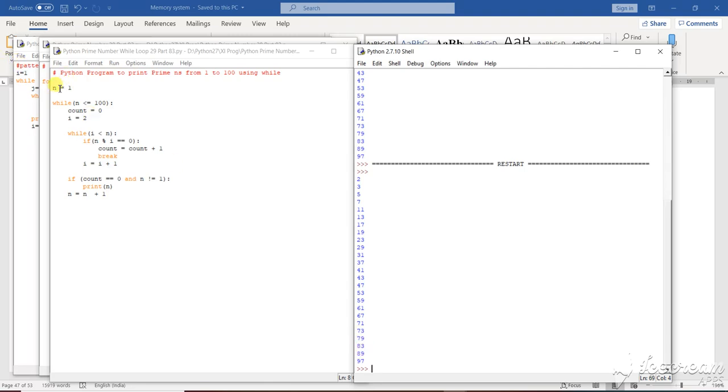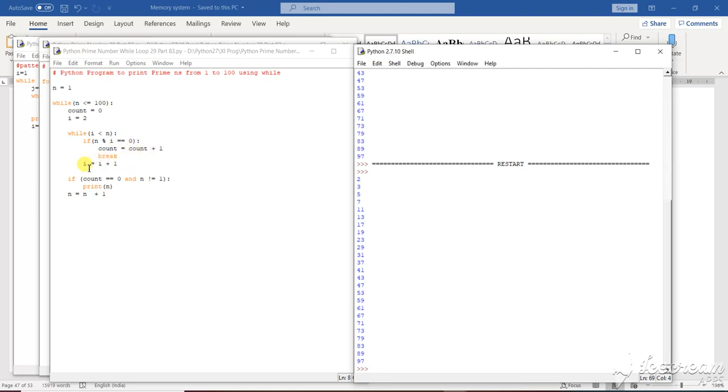Okay. So what has been done: n equals 1. So while n is less than or equal to 100. Okay, n is less than or equal to 100. Now count equals 0. Set the count equals to 0 and i equals to 2. Now while i is less than n, so if n divided by i equals 0, count equals count plus 1, then break.